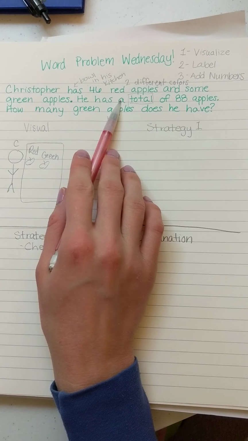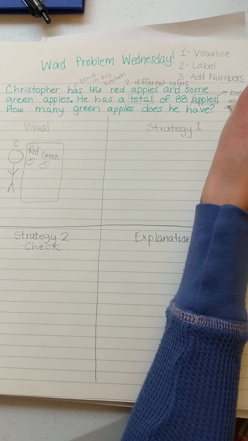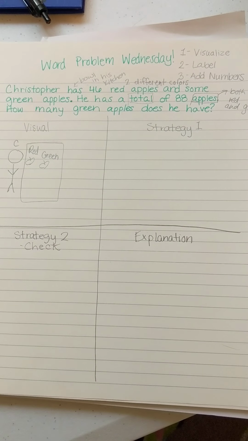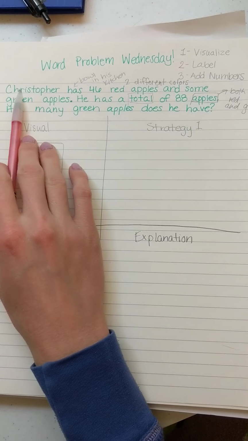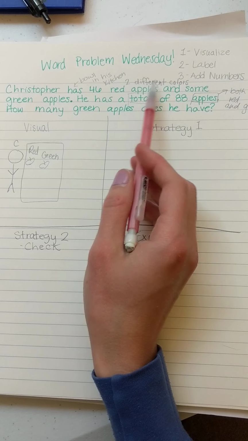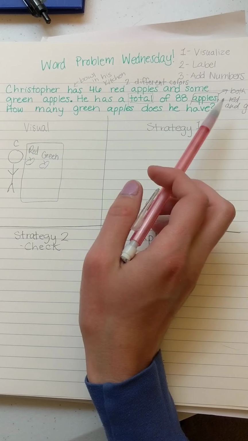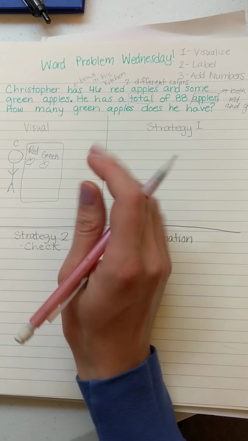He has a total of some apples. Okay, so his apples over here that he has are both red and green. Okay, that's all I really know so far. Let me read it with my own words. Christopher has, so maybe I'm imagining like a bowl in his kitchen where he keeps all these apples, 2 different colors of apples. He has a total number of apples, and in his bowl they are both red and green.